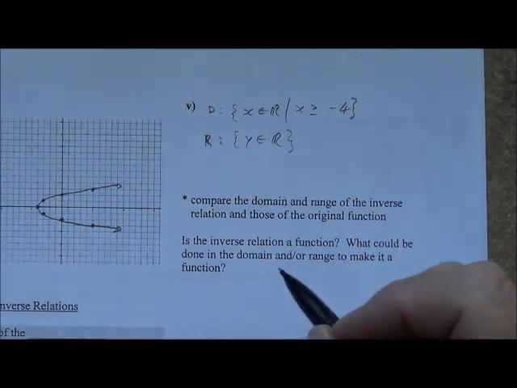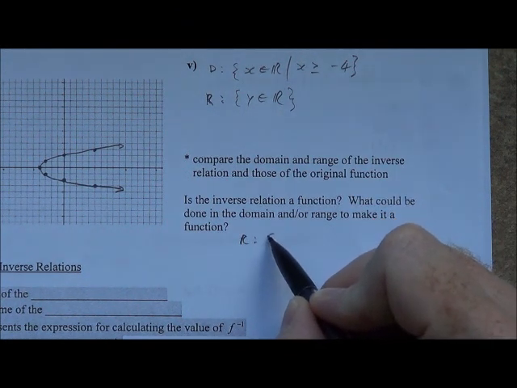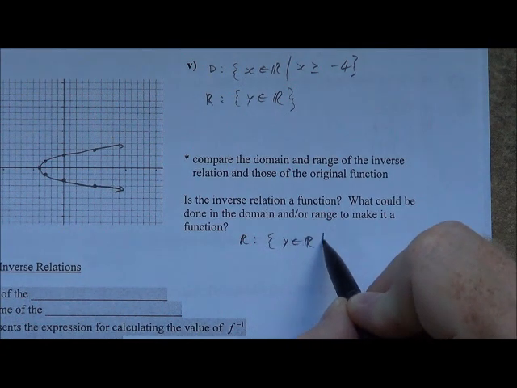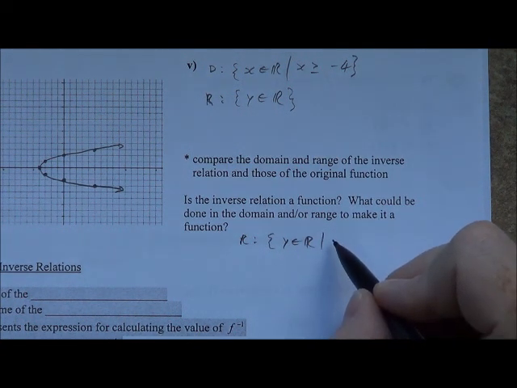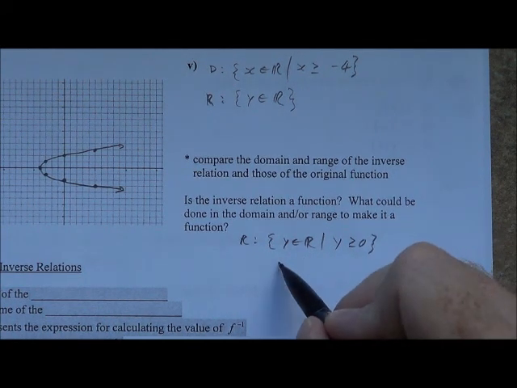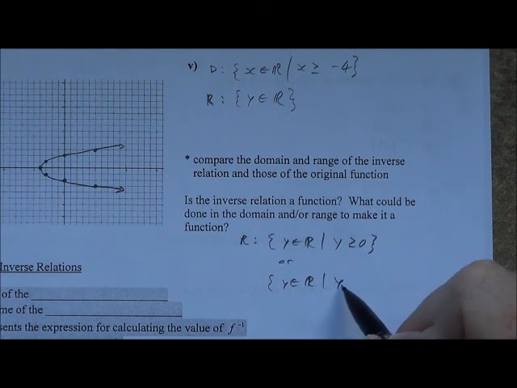So we could restrict the range of the inverse function, and we could say that y is an element of the real numbers such that y is greater than or equal to 0. Or we could say y is an element of the real numbers such that y is less than or equal to 0.